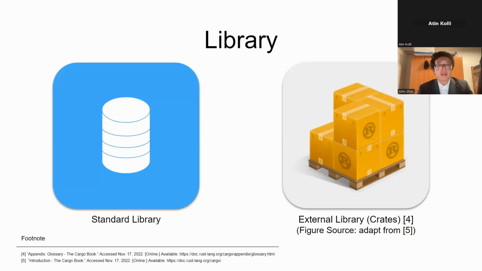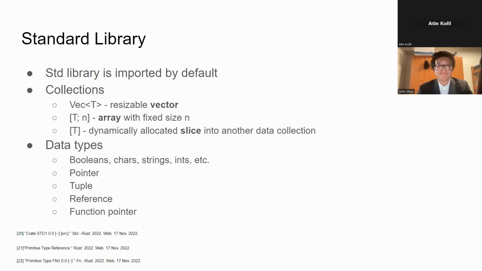First, we could talk about its library. Rust, like other programming languages, has its own standard library, and developers could also create their own libraries, which are called crates. The standard library in Rust is denoted as std and is imported by default. The first important thing to cover is collections.